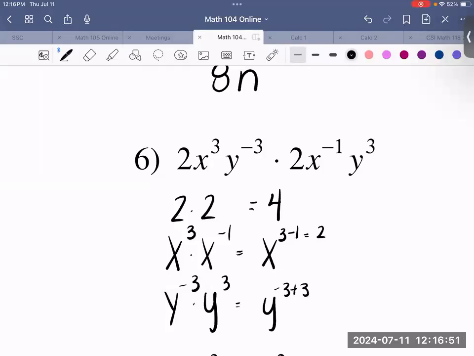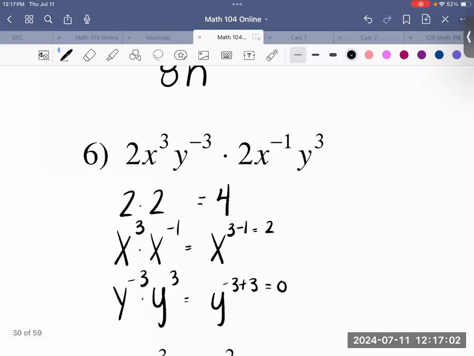So while this is going to provide us with a 0, it does not mean that y is now zeroed out, which means that this whole thing is equal to 0. Instead, this is going to be a placeholder value. This whole item is equal to 1. So 4x to the 2 times 1, or 4x squared.